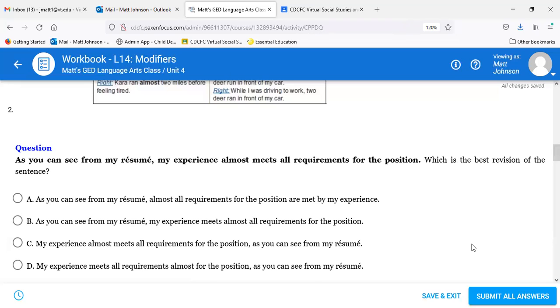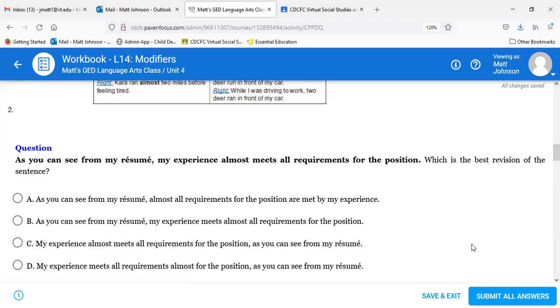A, for example, as you can see from my resume, almost all requirements for the position are met by my experience. That's just awkwardly phrased, and that's still a misplaced modifier. C, my experience almost meets all requirements. Again, you're just switching the position of where that's located. It's still modifying the wrong phrase. It's still modifying "meets" rather than "requirements." And then the last one, my experience meets all requirements almost for the position.